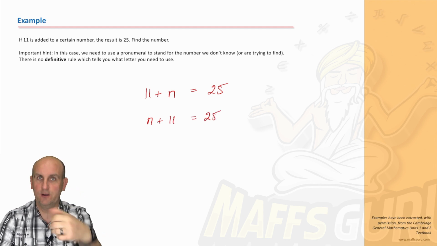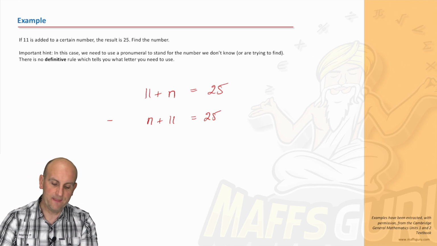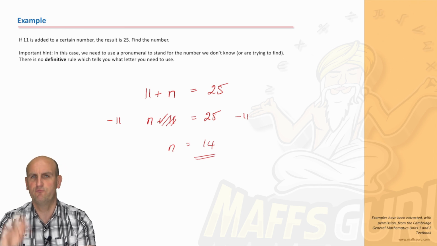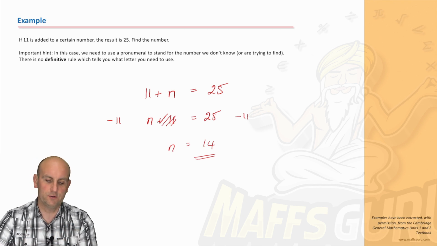But what are we trying to find now? We want to get the letter on its own. We want to make it a bit of a loner. So that means the plus 11's got to go. How do I undo a plus 11? I take away 11 from both sides. That goes. N is equal to 25 minus 11. Gives me 14, and there is my missing number. Now again, if you haven't understood why I've crossed these things through and I'm unpacking or reversing things, previous video, go and have a watch.